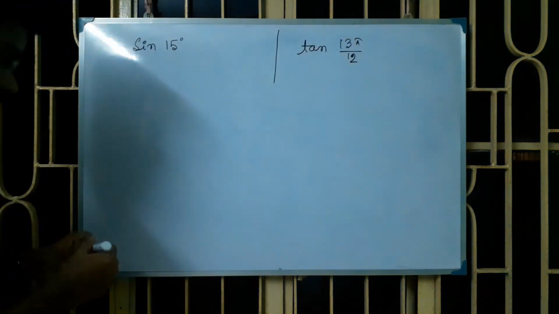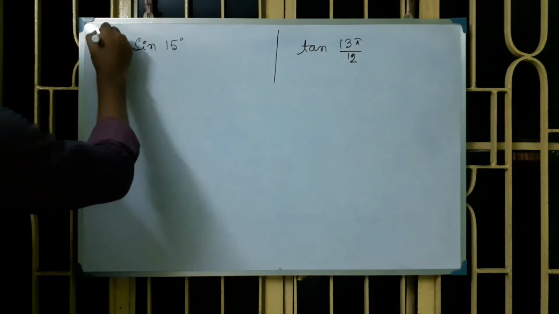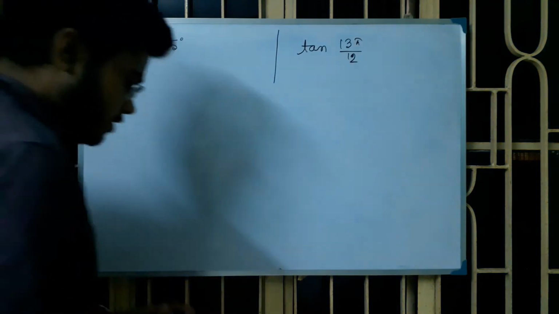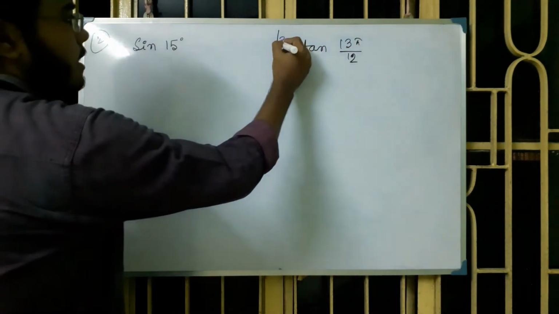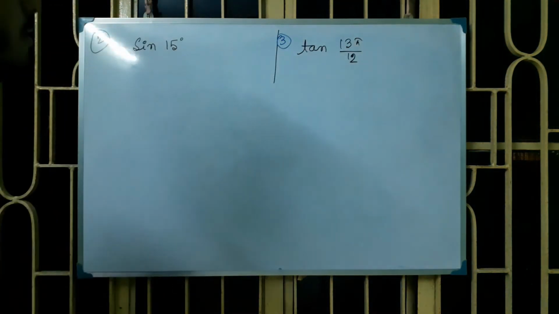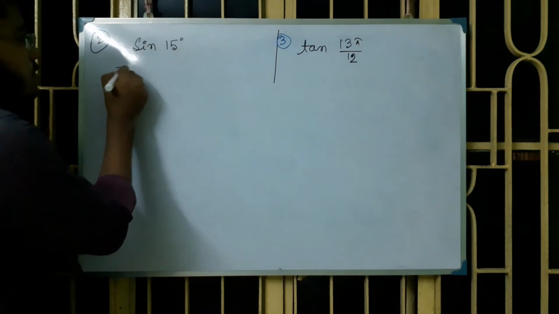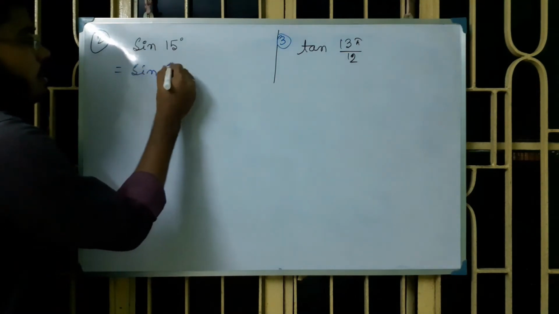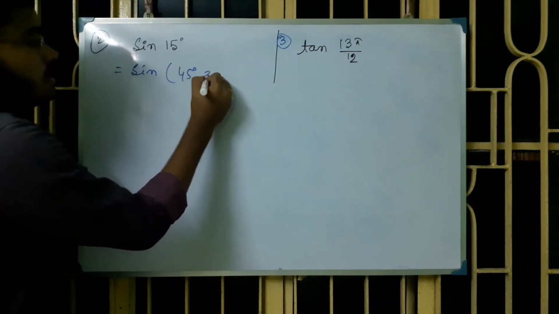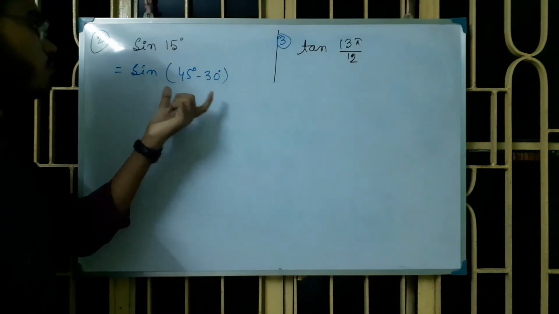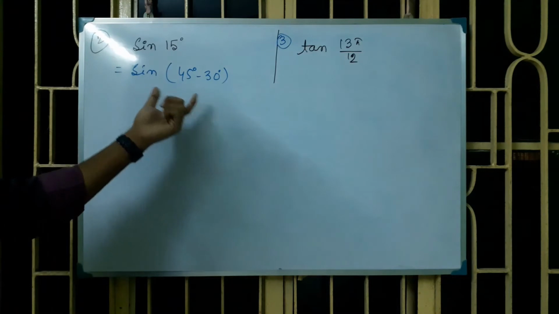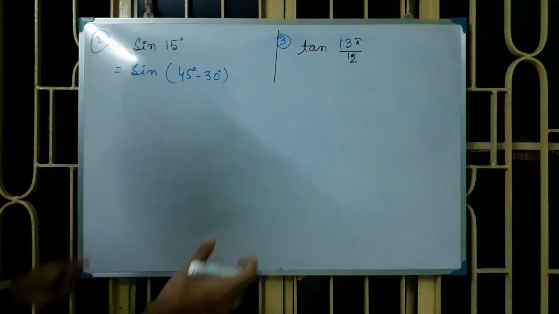Okay, that is question number 2. Here is a set of problems. The first one is sine 15 degrees and the third one is tan 13 pi by 12. So what is the value of sine 15? Sine 15 means sine of 45 minus 30. Just write the values you already know. We already know the value of sine 45, we already know the value of sine 30.